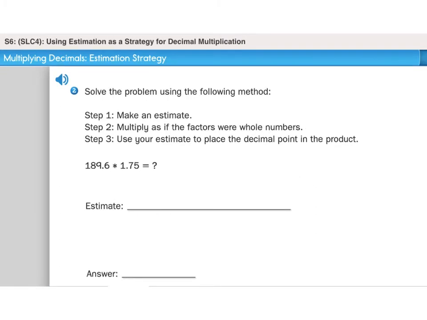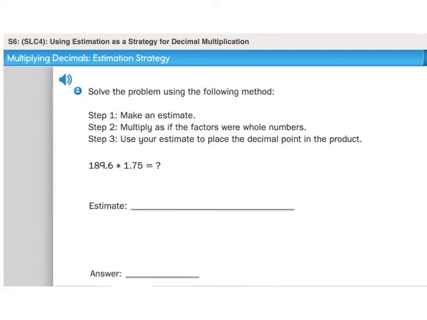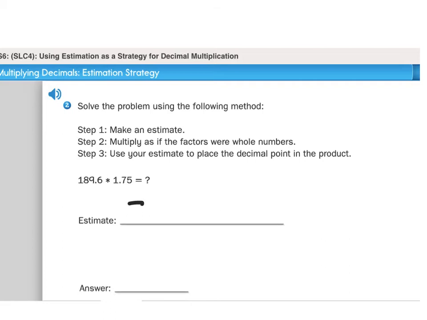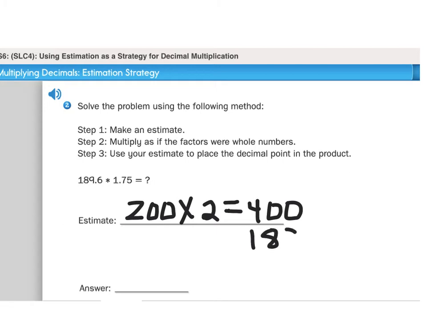Number 2, the problem is 189.6 times 1.75. So for my estimate, I'm going to round 189.6 up to 200. And I'm going to round 1.75 up to 2. So that will make my estimate 400. Then I'm going to actually multiply these numbers together like they're whole numbers, which would make it 1,896 times 175.